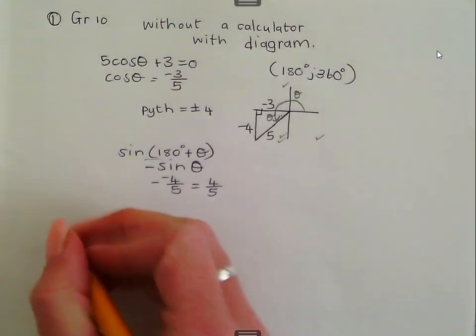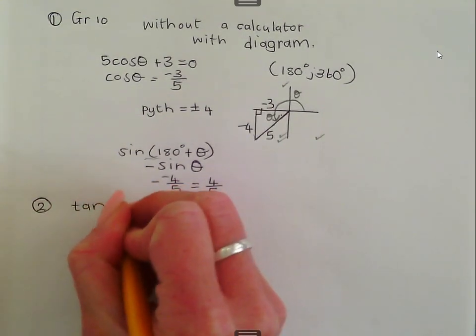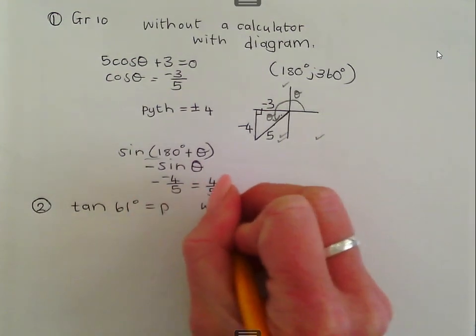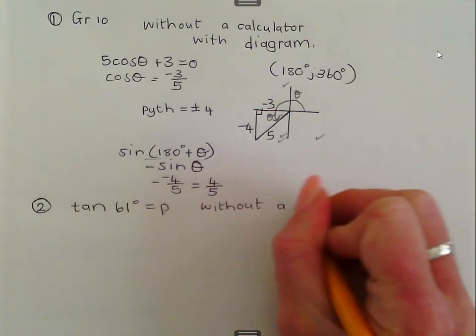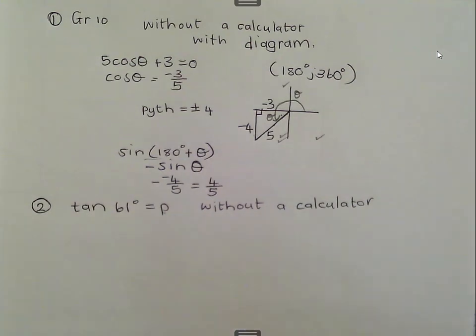Okay. Number 2, the second type of questions is, for example, when they say tan 61 degrees equal to P, and then they also say without a calculator. Can you see this is an equation? Can you see that? Okay. When you have an equation, you must either use the calculator or you must use a diagram. Are you allowed to use a calculator? No. So you're going to use a diagram.